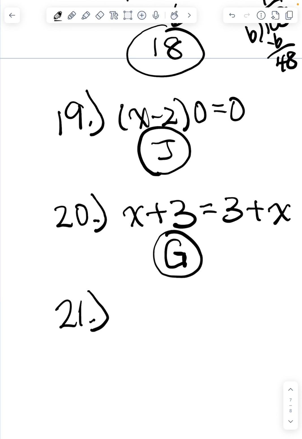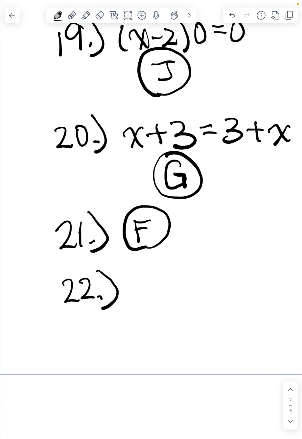Number 21, the product of 7 and negative 3 is also an integer. So 7 is an integer, negative 3 is an integer, and the product is also an integer. This is the idea of closure. And since we have the word product, that's the answer to a multiplication problem. So this is the closure of integers under multiplication, which is F.